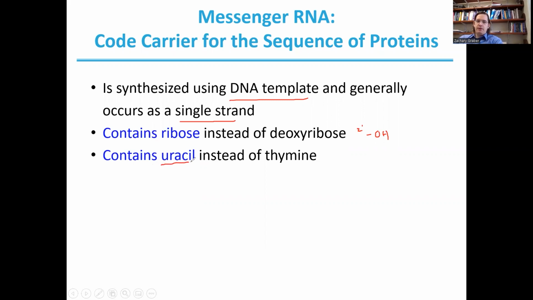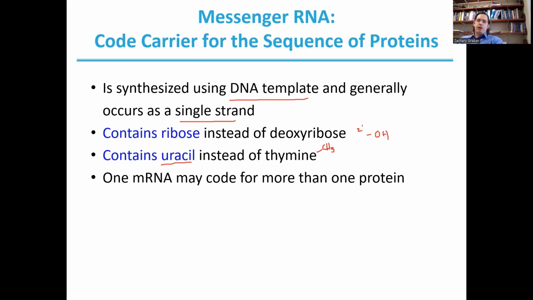And then we have uracil instead of thymine, which, of course, is a relatively small difference, with thymine just having that extra methyl group. So our RNA, of course, will carry the code for creating our new proteins. Now, of course, it's not a direct one-to-one ratio of mRNA to proteins. One mRNA can actually code for more than one different protein.